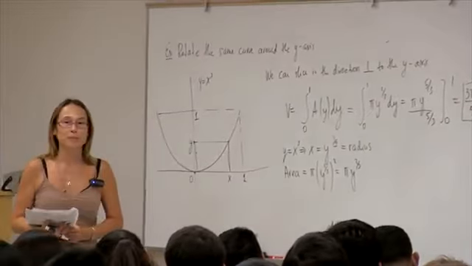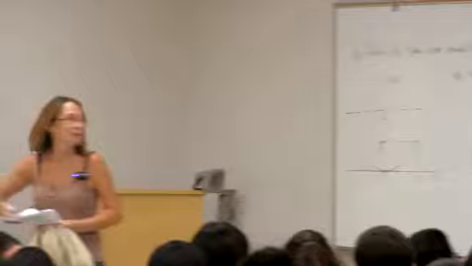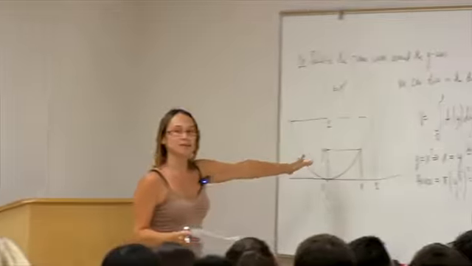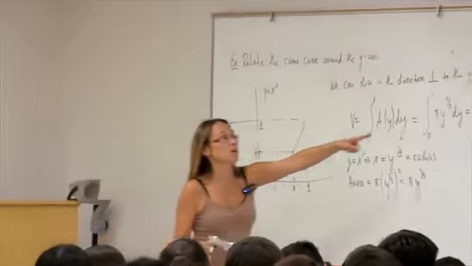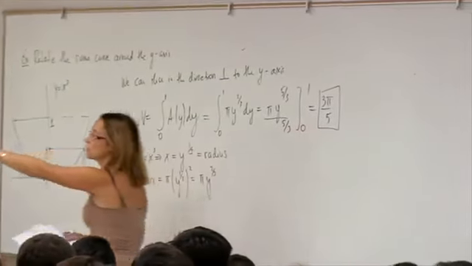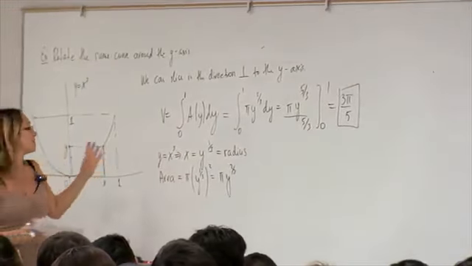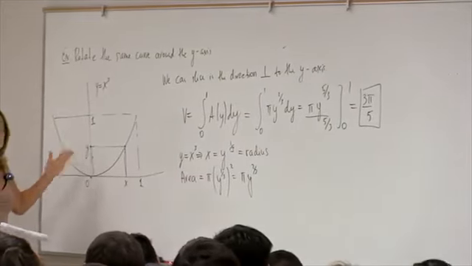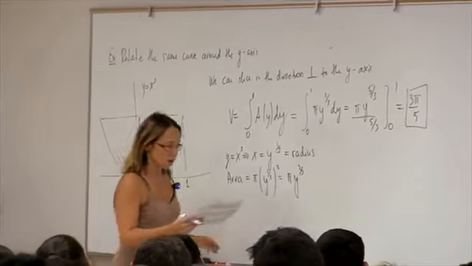So which one is bigger? When I rotate around the x-axis or when I rotate around the y-axis? This one is bigger. You can see 3 pi over 5 is greater than pi over 7 because this one is skinny and this one is fat, right? You can tell. Okay. Fine.